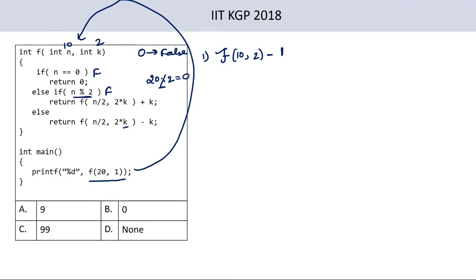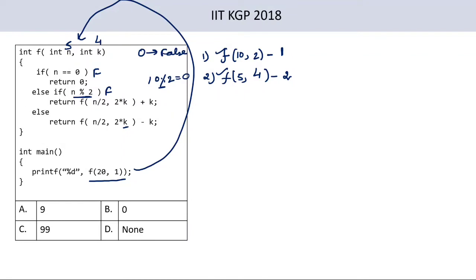The condition is false because n is not 0. 10 modulo 2 is again 0, so the condition again becomes false. So you will again call f. 10 by 2 is 5. 2 into k, what is the current value of k? 2. 2 into 2 becomes 4, minus k, which is 2. So again you will call this function with value 5 and 4.